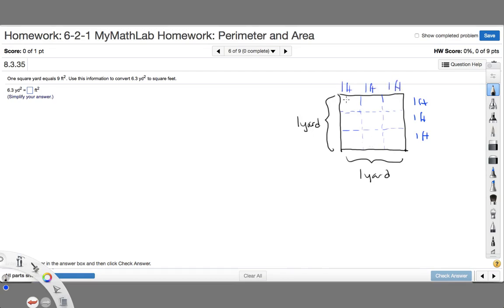So notice that that's 1 square foot. So is that. So is that. So is that. So 1, 2, 3, 4, 5, 6, 7, 8, 9. So there are 9 square feet in 1 square yard. So with that in mind, we begin with 6.3 square yards.